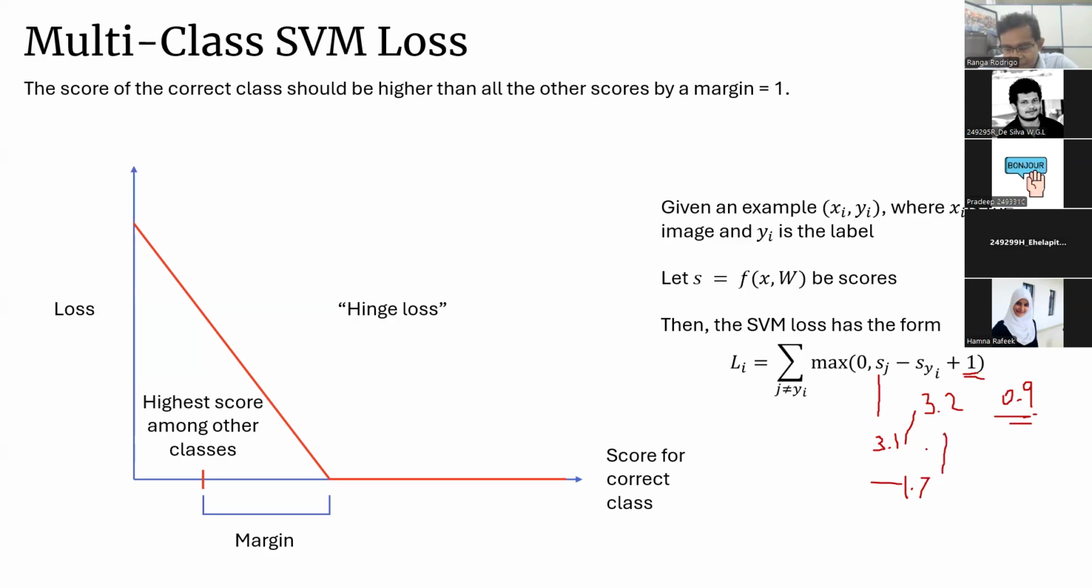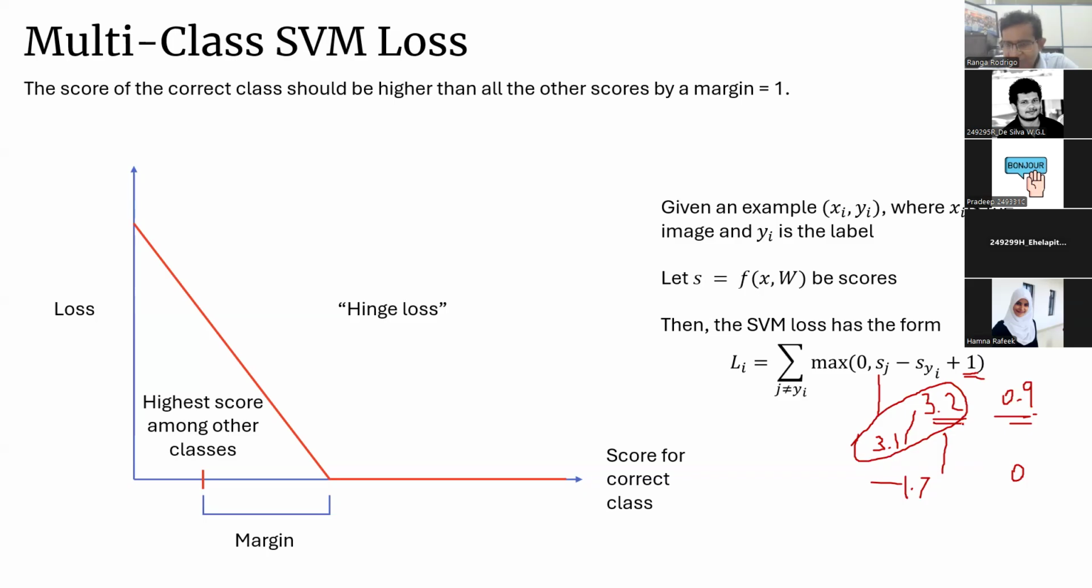Let's take this one. Minus 1.7 minus 3.2 is minus 4.9. Minus 4.9 plus 1 is minus 3.9. Max value between 0 and minus 3.9 is 0. So now you can see in this case, the correct class has a higher score.